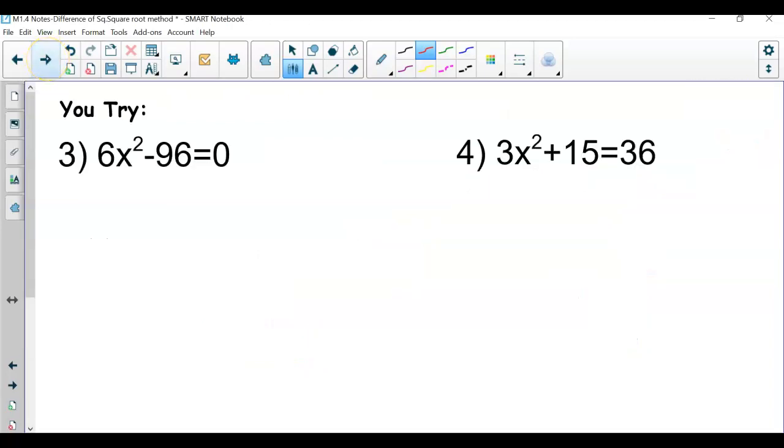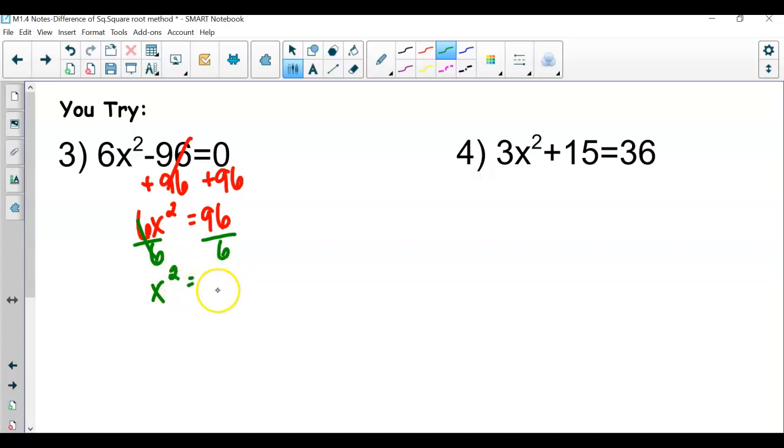So go ahead now, pause the video and try these two U-tries on your own. So in the first U-try, what would you do? Add 96 to both sides. So now I've got 6x squared is equal to 96. Then, because you're multiplying x squared by 6, divide by 6. X squared is now equal to 16. So then that last step, take the square root with those inverse operations, and x is equal to positive negative 4.